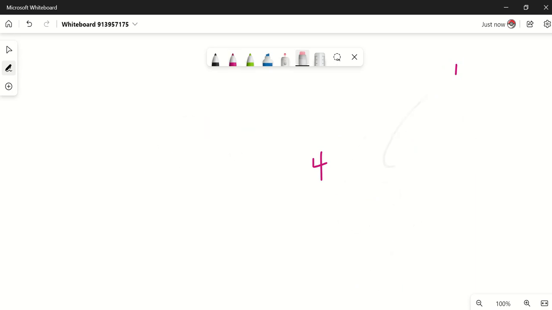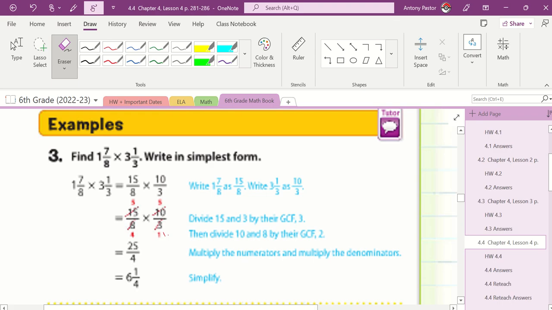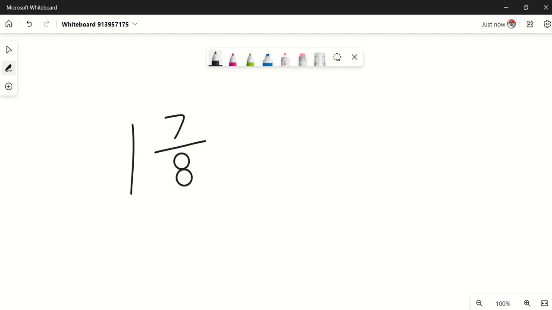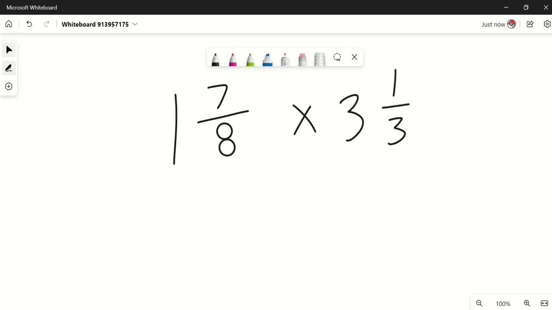So let's go ahead and copy down this question correctly. 1 7/8, if I remember correctly, and 3 1/3. We need to convert both of these mixed numbers into improper fractions. I'm going to drag this a little bit over here in the middle, and we're going to rewrite our multiplication problem right down here.